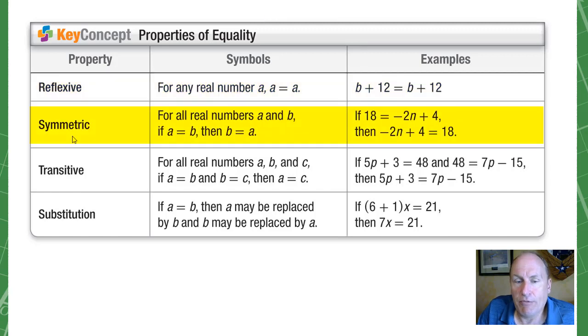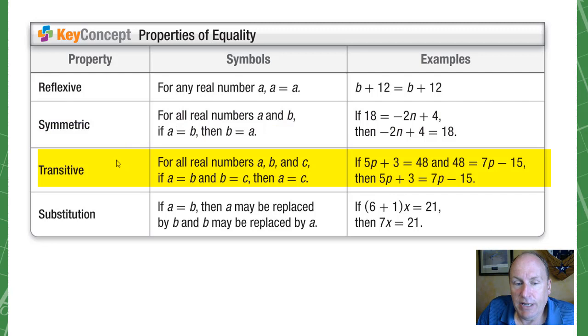The symmetric property. So if two things are symmetric, that means on either side they are the same. So for two numbers given by a and b, if a equals b, then the symmetric property of equality says that b equals a. So for example, if 18 equals negative 2 times n plus 4, then negative 2 times n plus 4 is also equal to 18. We can switch those around.